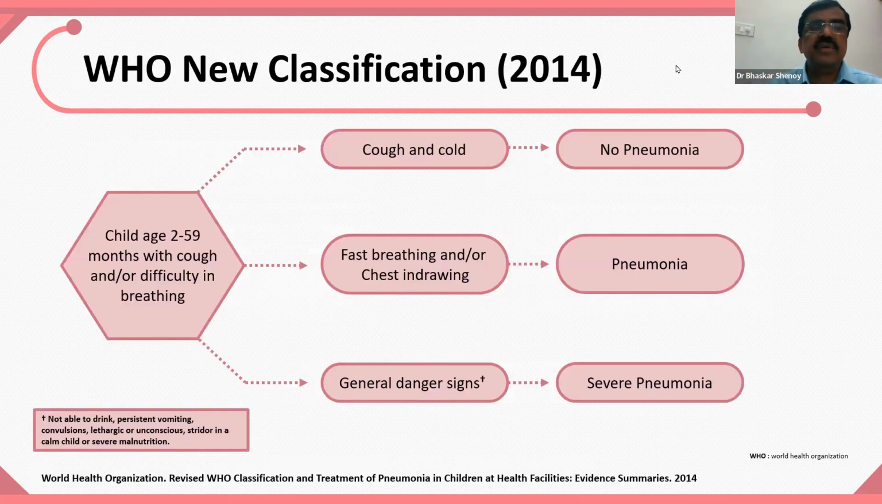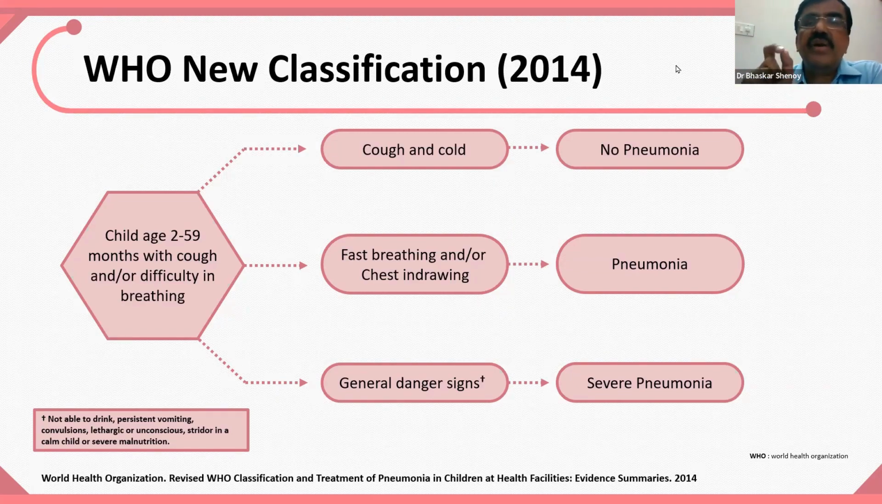The WHO classification, if you look at the way they have given the diagnostic algorithm, has classified into no pneumonia, pneumonia, and severe pneumonia in a child of 2 to 59 months. That is 2 months to 60 months, that is about 5 years.